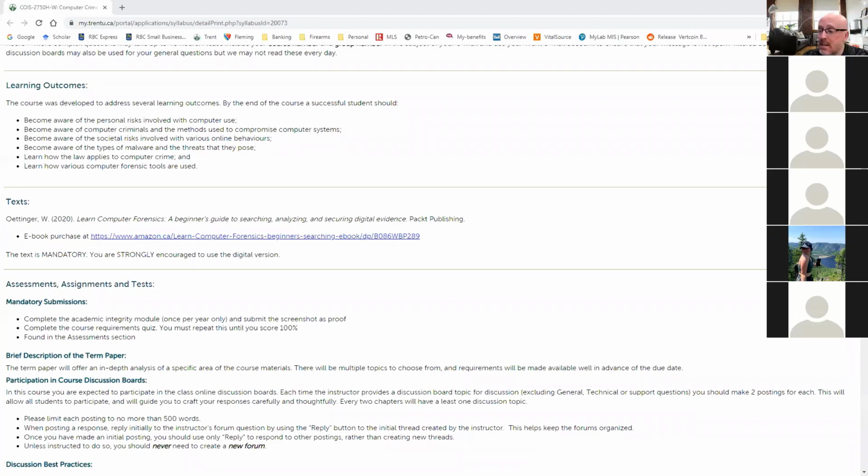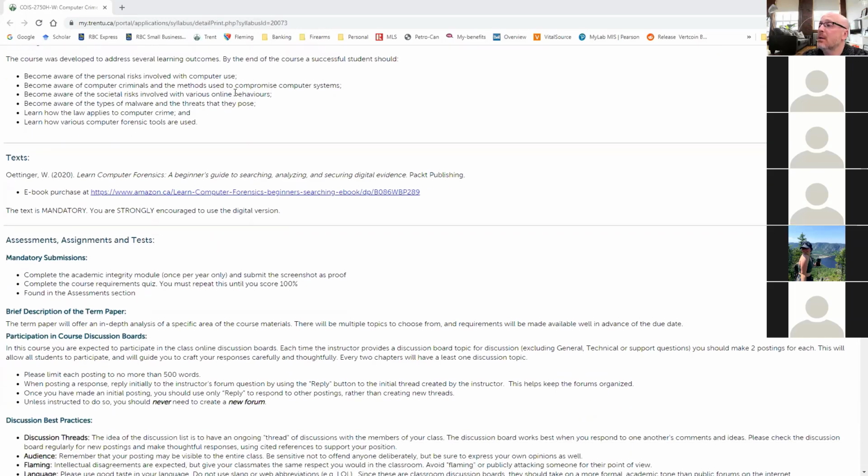The text is considered to be mandatory. What I mean by that is that all the questions come straight out of the text. I can't force you to buy the textbook, nor would I. I don't make any money on the textbook. It's not my textbook. But if you want to do the best you can and get the highest mark you can in this course, you want to purchase the textbook.